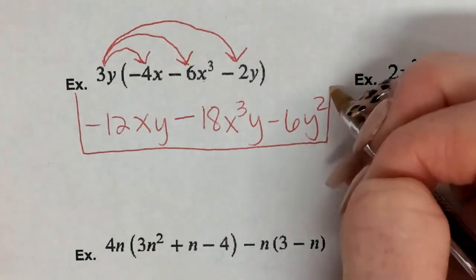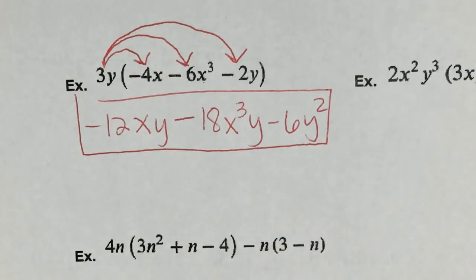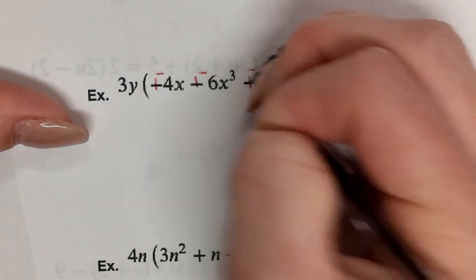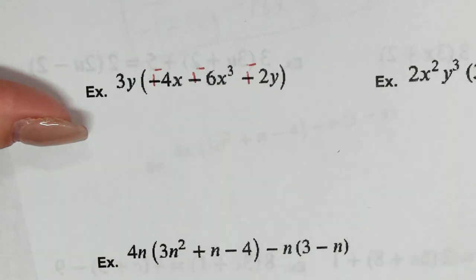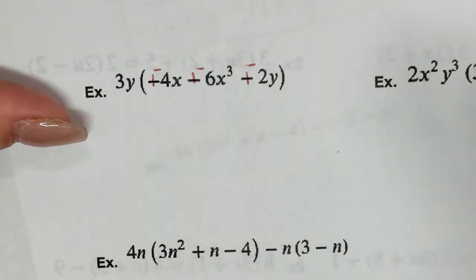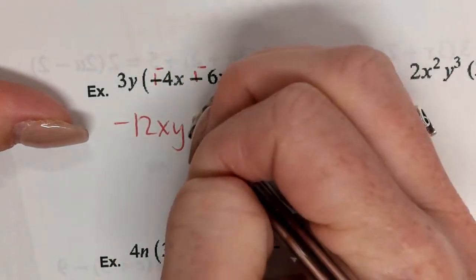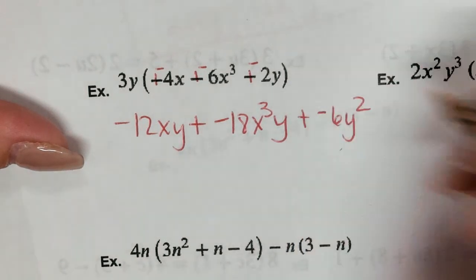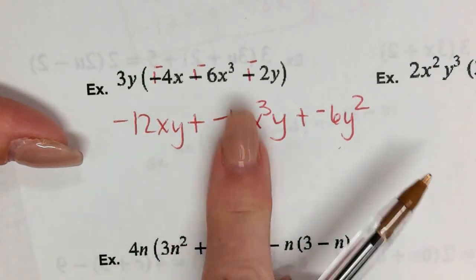Now, if you guys are having an issue with the negatives, if you want to look at it differently, what you could do is you could have gone change, change, change, change, change, change. It's the same thing, but a lot of people need to see it that way. But I would have written it negative 12xy plus negative 18x cubed y plus negative 6y squared. It's the same thing, but you would just have a plus negative. Okay? It's just another way to do it.